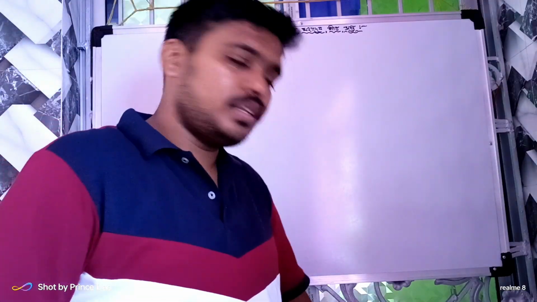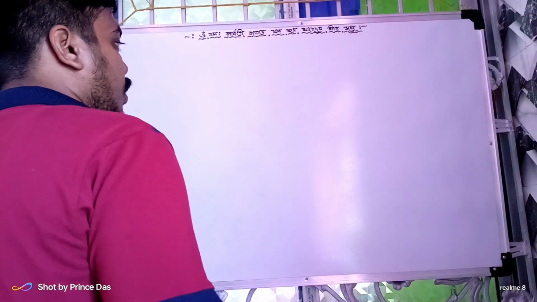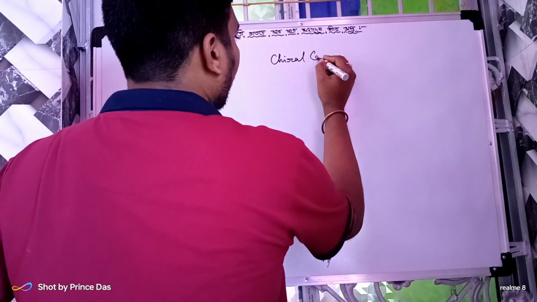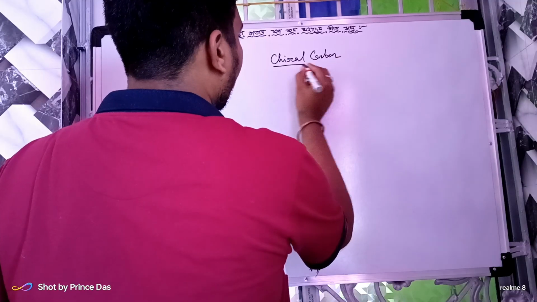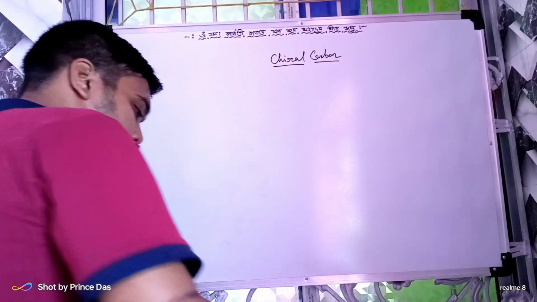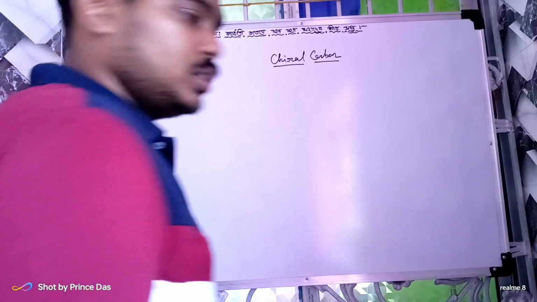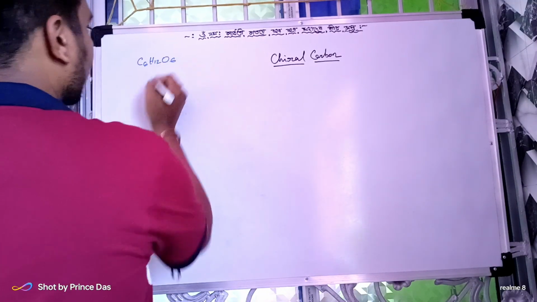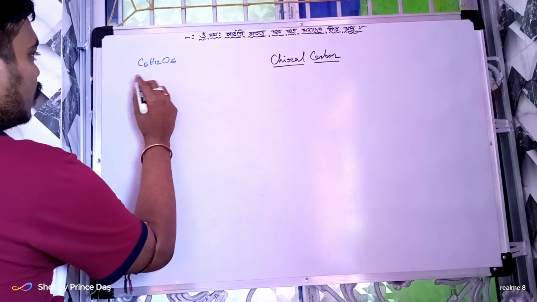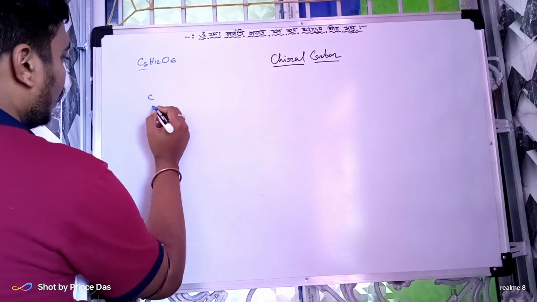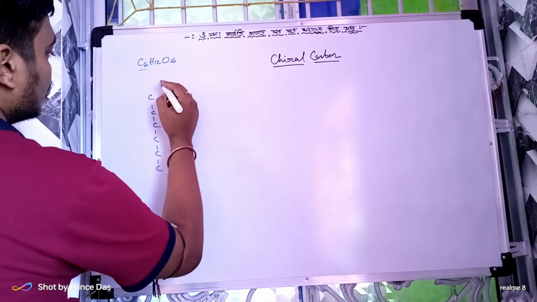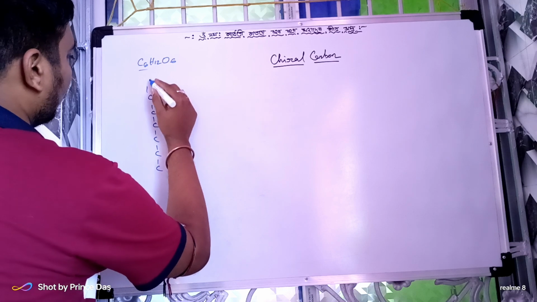So we got the chiral carbon. Now let's see in glucose how many chiral carbons we can get. So C6H12O6: 6 carbon, 1, 2, 3, 4, 5, 6. The aldehyde group is there, double bond O, H.